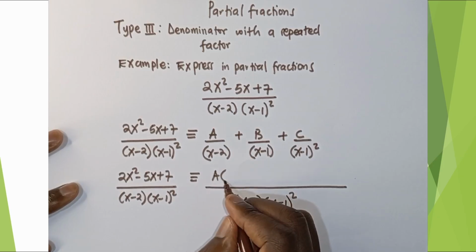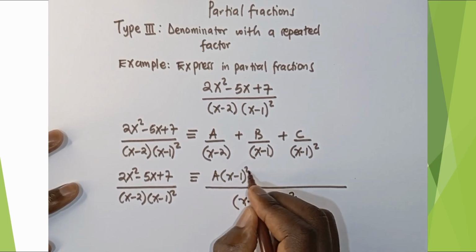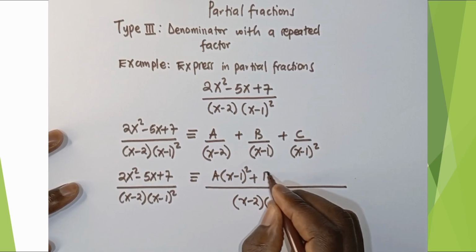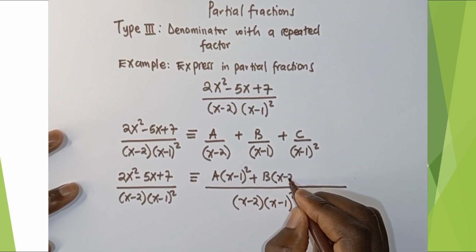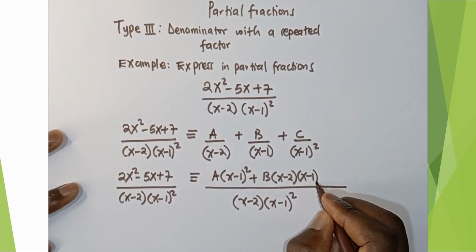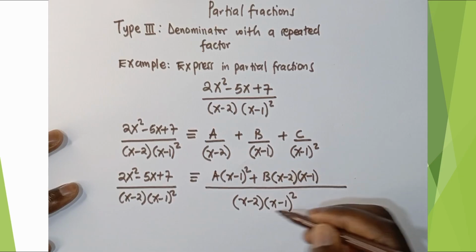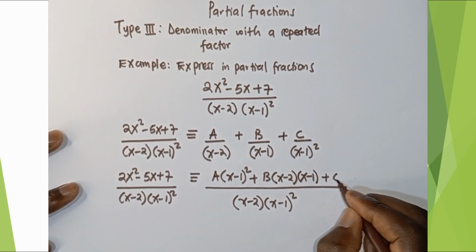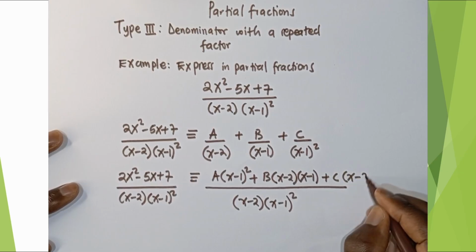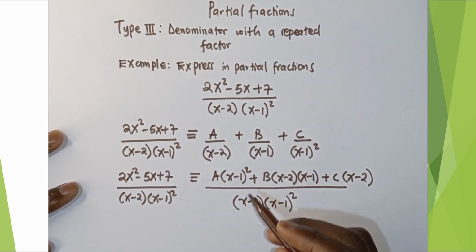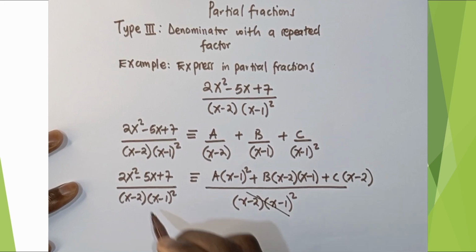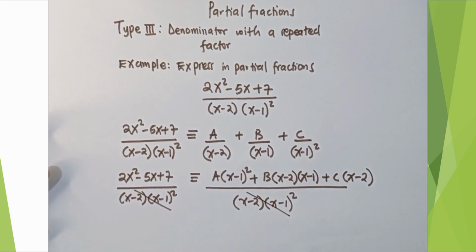So this would be a into x minus 1 squared, and then plus b into x minus 2 into x minus 1. We look at the number of times the denominator of b goes into our LCM, then plus c into x minus 2. So we realize that actually this can go off with that. Now after writing that, the next thing is to get what is a, what is b, and then what is c. Let us go ahead and look at that.